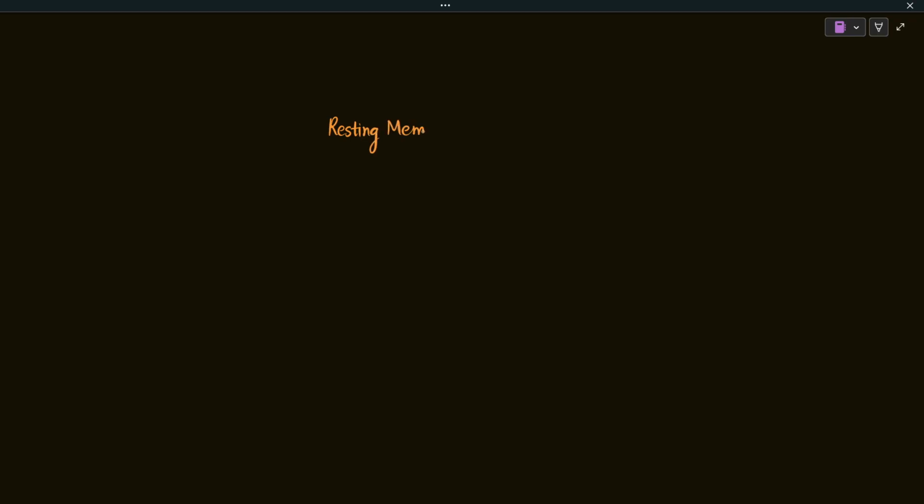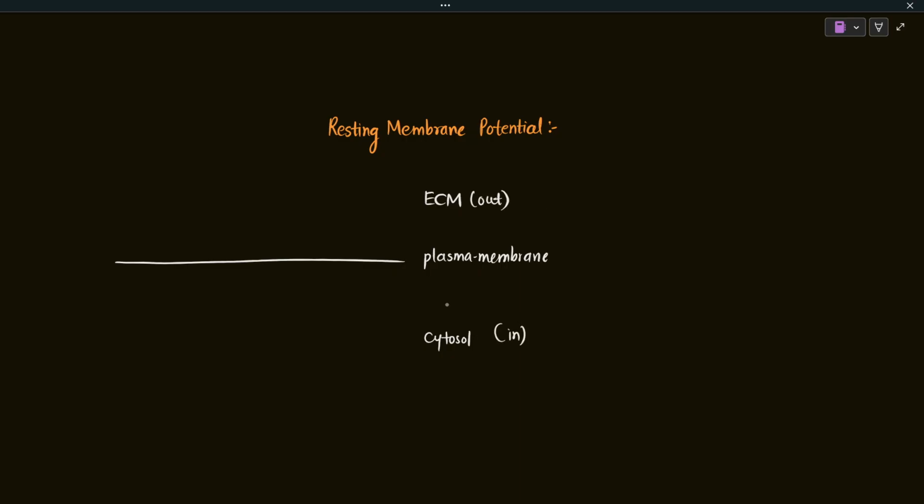So today we will be discussing resting membrane potential. Let's say that this is a plasma membrane of a cell, and this is the extracellular side. So this is the extracellular matrix, and this is the cytosolic side. This is the inside of the cell, and this is the outside of the cell. Generally, some ions are distributed randomly in the extracellular matrix and cytosol, but the charge distribution will be equal. Okay, so this is the general scenario.